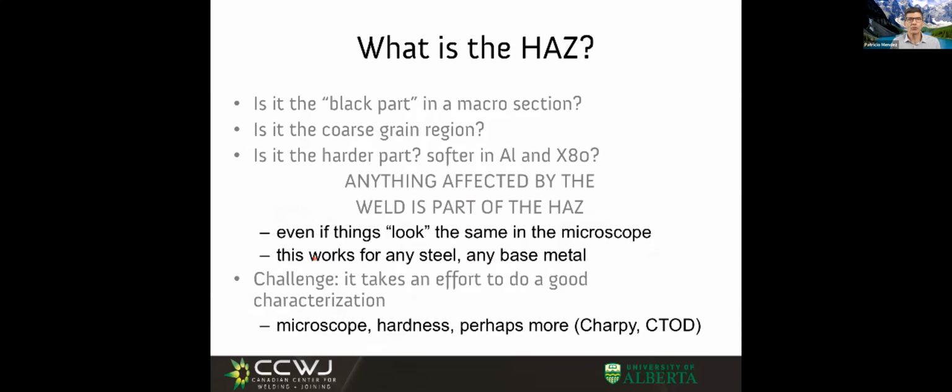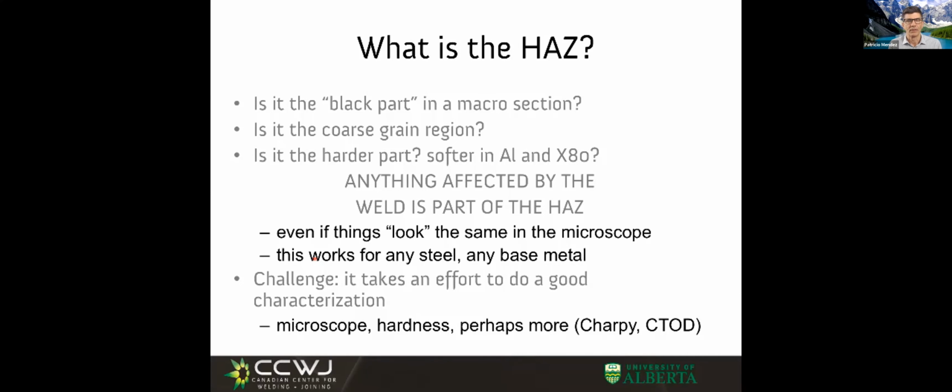So I'm going to give you a really good definition because it cannot fail. And it's that the heat affected zone is anything that is affected by the heat of the weld. And what matters of this is that I'm not bound to say the heat affected zone is something I can see with my eyes in the microscope, like the black zone. And I'm not binding myself to say that the heat affected zone is what I can measure with a hardness tester, which would be the case of aluminum or X80 or traditional steels.